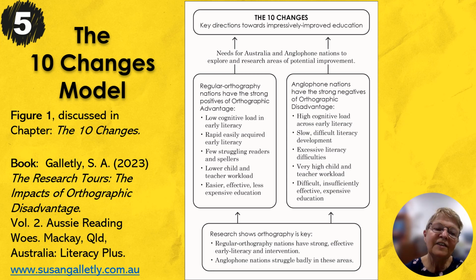And model 5 is my 10 changes model. Okay, so I've visited schools in many nations and talked with teachers there and talked with researchers, explored the research, and have also worked with children in Australia who have severe learning difficulties. Half of my work is private practice, working with children and their families. Okay, and I have arrived at 10 key directions that Anglophone nations need to explore.